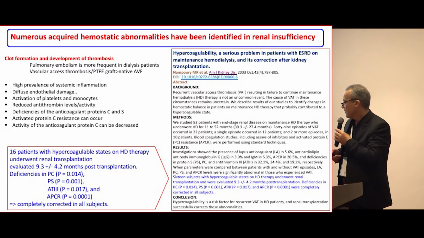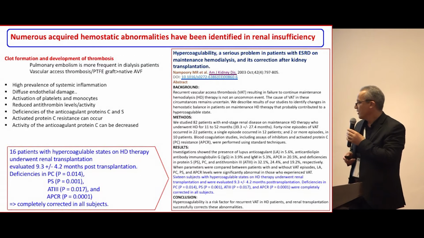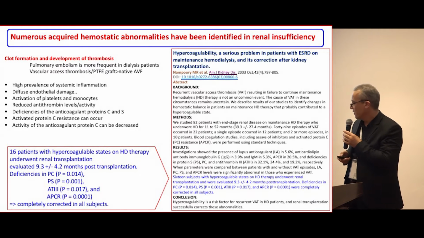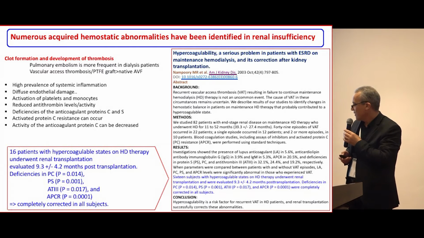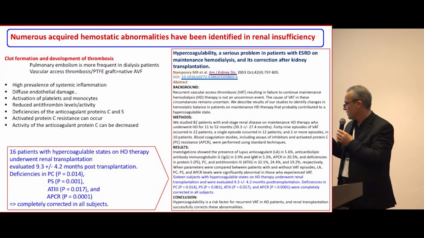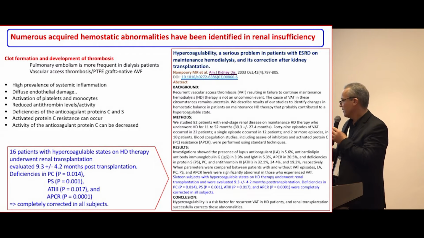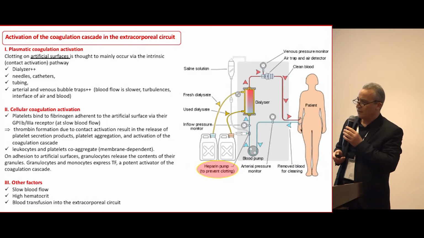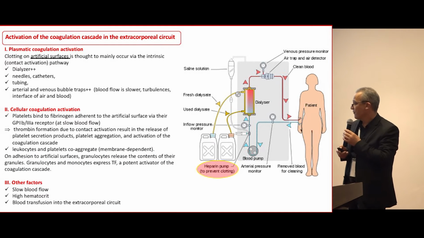And it is interesting to note that these abnormalities are also reversible, as was published in this paper, for 16 patients with hypercoagulable states on hemodialysis therapy who underwent renal transplantation. The authors share with us that deficiencies in protein C, S, antithrombin 3, and resistance to protein C were completely corrected by kidney transplantation and normalization of renal function. So these are reversible.